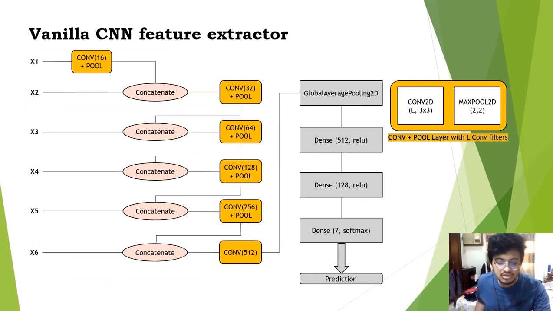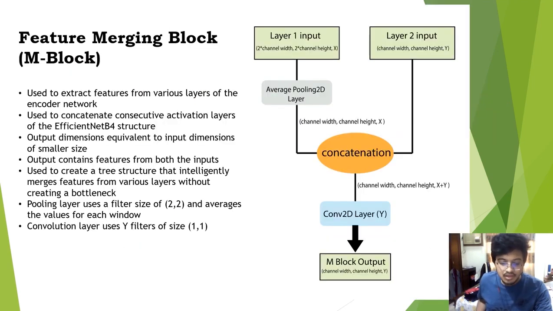Here we can see the vanilla CNN feature extractor. Subsequently, the layers are concatenated and then convolved and pooled, and the result is concatenated with the next layer. This ends into a feed-forward classification neural network to give the final output. Here we can see the previously mentioned M blocks, which also extract features by concatenating successive layers and eventually form a tree-like structure that terminates into a feed-forward classification neural network.